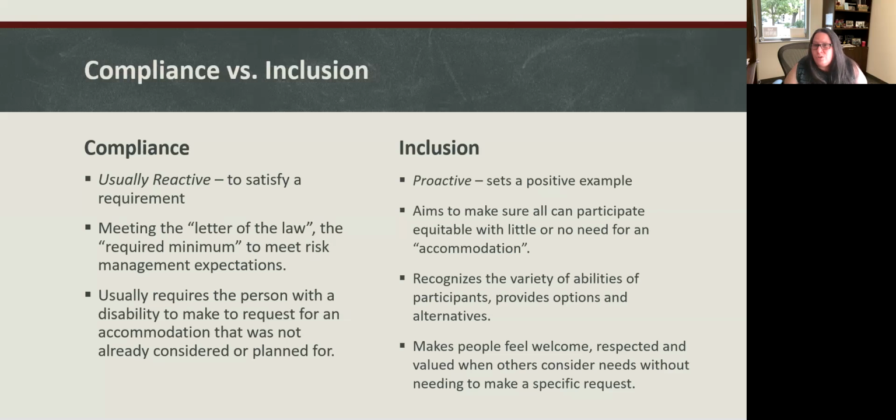Inclusion, on the other hand, is proactive. You're trying to set a positive example. You want to make sure that people can participate, and you have very little need for accommodation. You recognize up front that your participants, members, and students have a variety of disabilities, and you want to provide options and alternatives so that they can participate as effectively as anyone else without you having to change gears mid-flow of your activity. This is where people say they feel welcome, respected, and valued, because somebody thought about that without them having to ask.